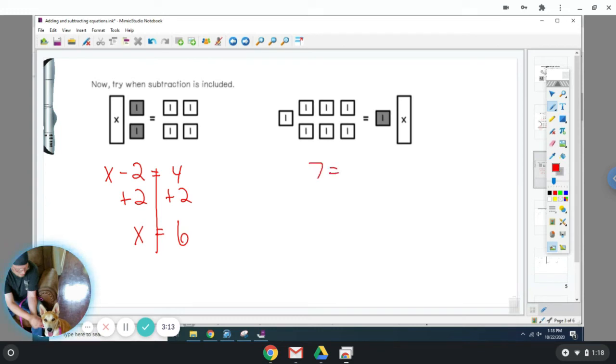Now I have 7 is equal to x minus 1, because this is the negative. So you need to be taking away 1. You're going to draw your line. You're going to add 1 to both sides. 7 plus 1 is 8. So you get 8 is equal to x.